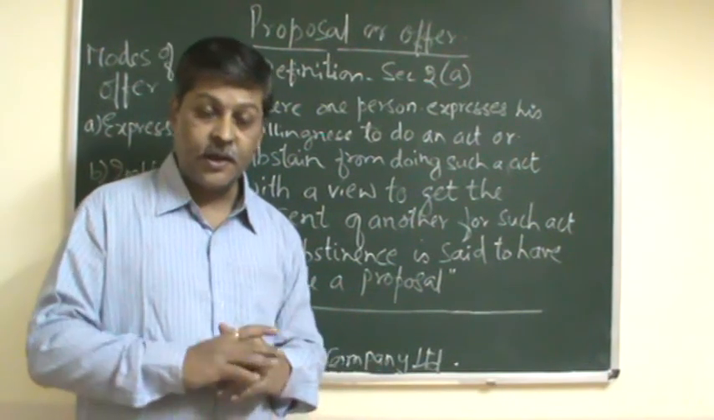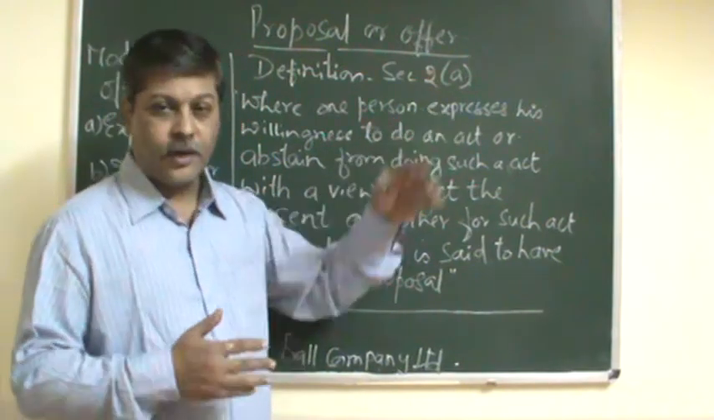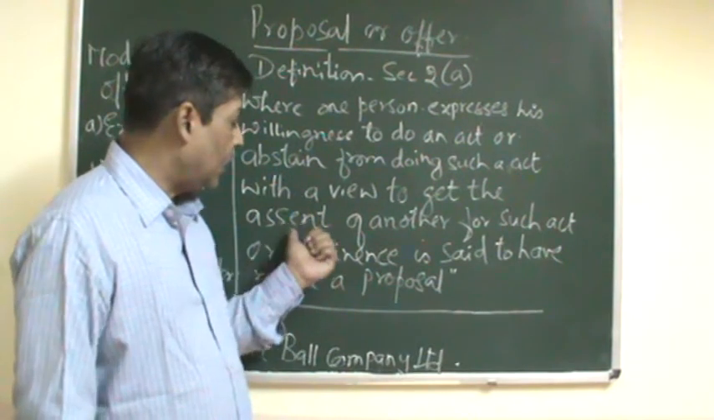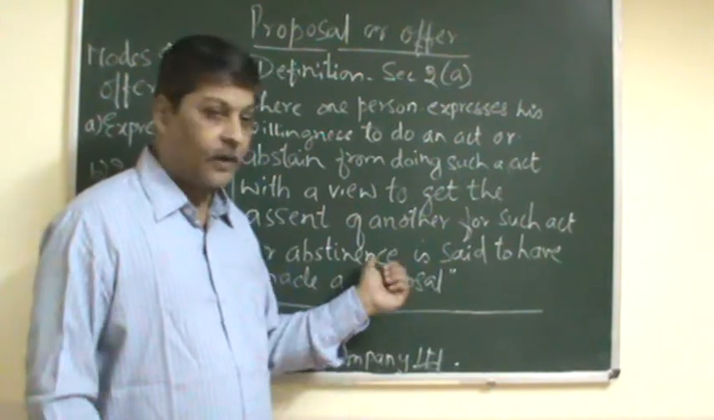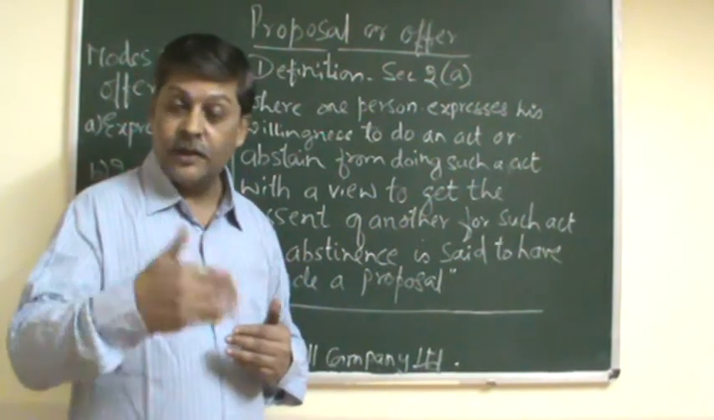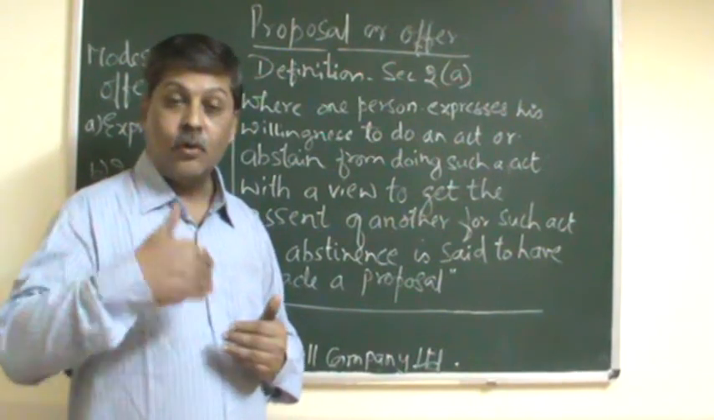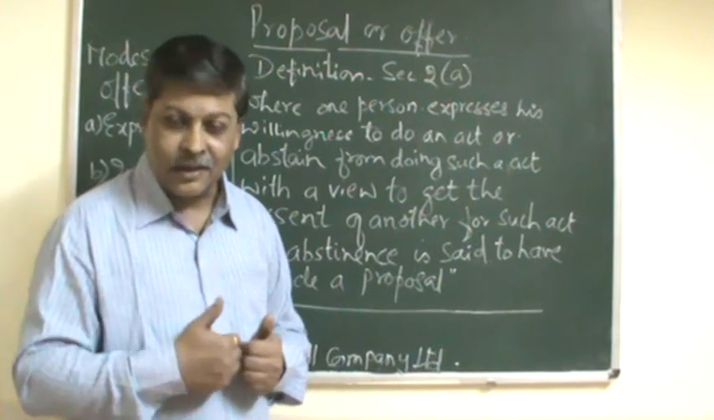With what intention is he expressing it? What is the reason for expressing his willingness? It is to get the assent of another, the consent of another. So there are two parties. One person is showing his willingness to do the act. To whom? To the other party, to get his assent, consent.